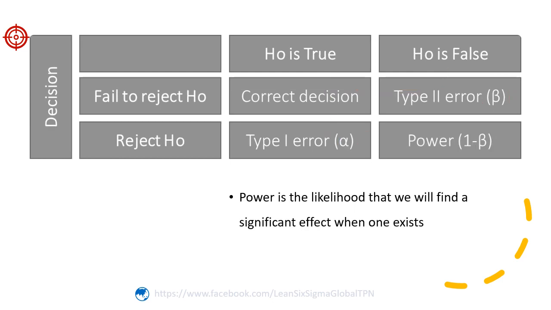How can we increase our chances of correctly rejecting the null hypothesis? We can do this by increasing power. Power is the likelihood that we will find a significant effect when one exists. Power is 1 minus beta.